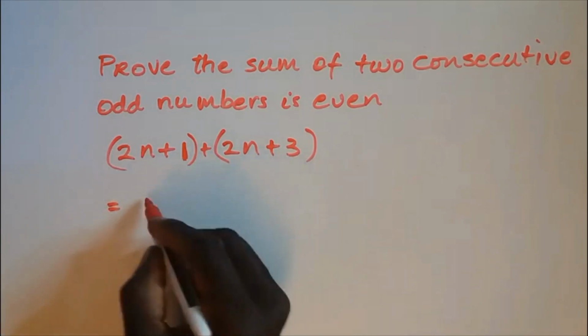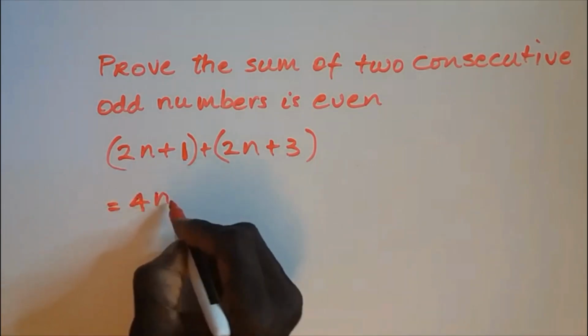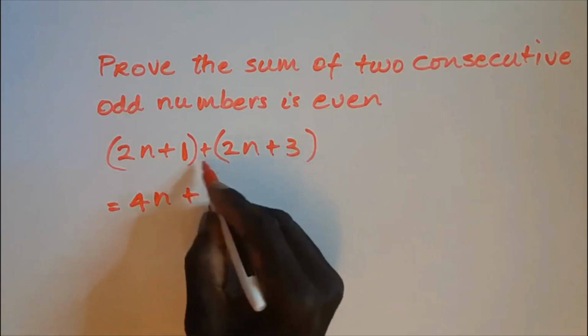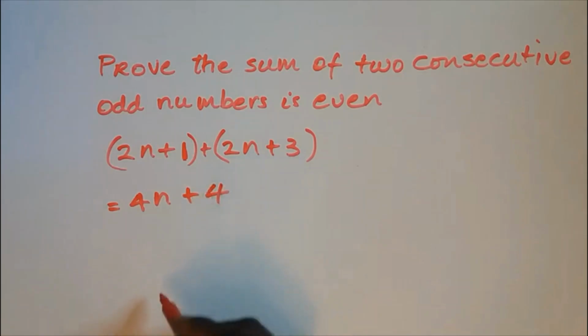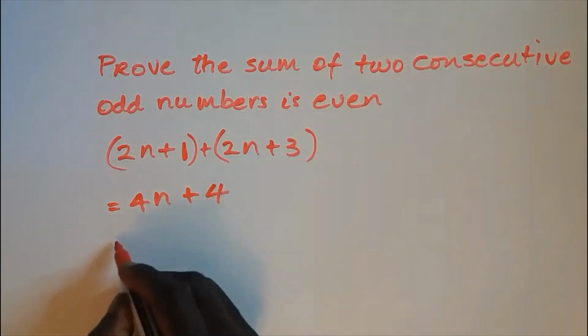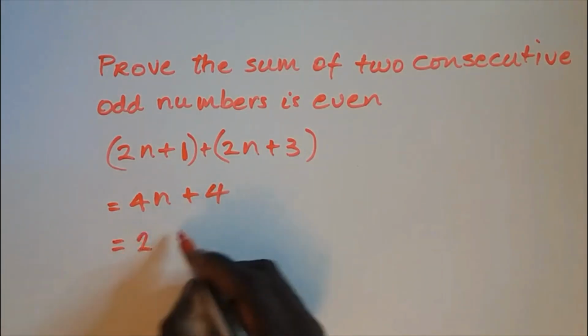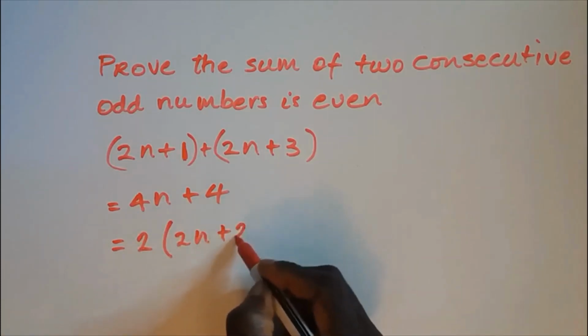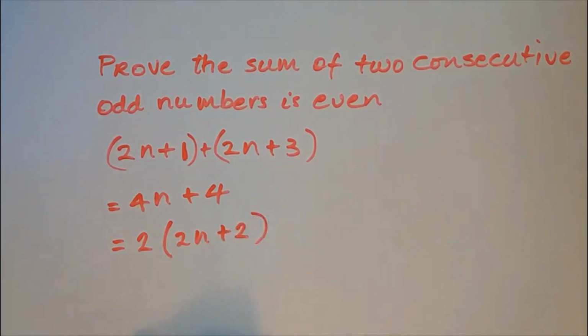We have 2n add 2n, which is 4n, add 4, 3 add 1 is 4. To show that this is even, we factorize by 2 to give us 2 times n add 2. This indicates that this expression will always be even because it's multiplied by 2. And this finally proves the sum of two consecutive odd numbers is even.